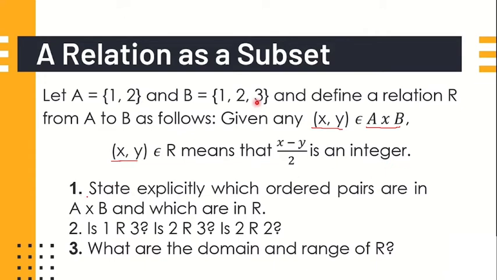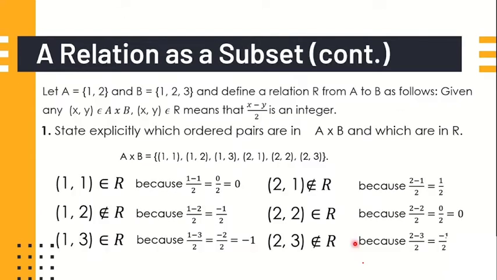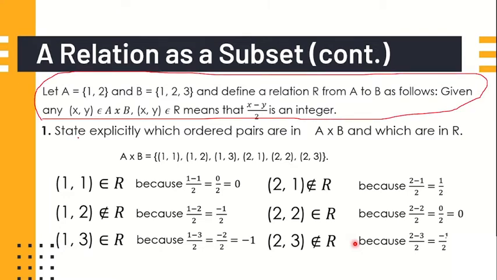So first, we need to state explicitly which ordered pairs are in A times B and which are in relation R. Is 1 related to 2 by R, and is 3 related to 2, that is, 2R2? What are the domain and range of R? R is our relation. So this is our problem, remember, this is our given: state explicitly which ordered pairs are in the product A times B and which are in the relation.